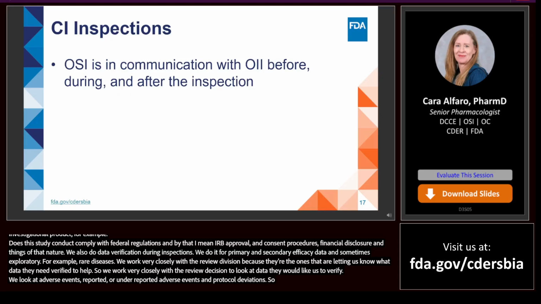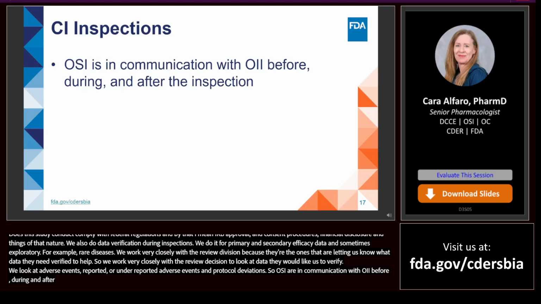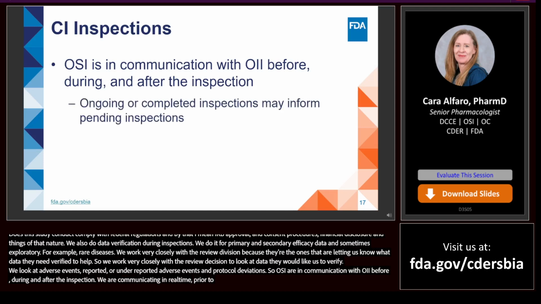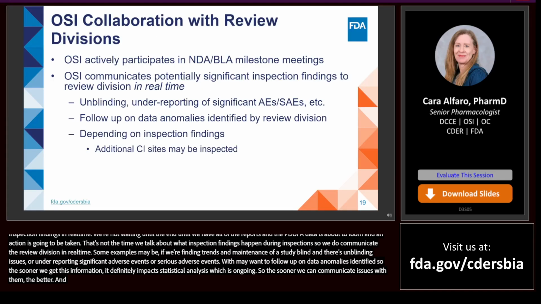Continual communication with review divisions facilitates prompt feedback on inspection outcomes, which can profoundly influence statistical analyses and guide ensuing inspections. This dynamic exchange of information is crucial for the operational efficiency of our research endeavors. In instances where significant issues emerge during inspections, the review process may extend to additional clinical investigator sites.